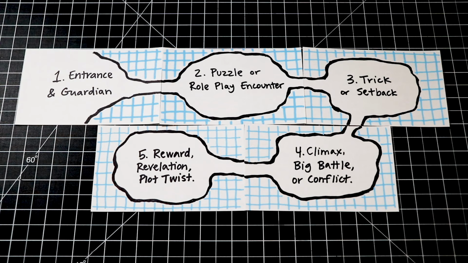And the fifth room is the reward, the revelation, or the plot twist. This room can simply contain the treasure that the big boss was protecting, or maybe it contains the location of the next dungeon the players need to explore, or maybe the players discover that by defeating the big boss, they have put an even more sinister series of events into motion.